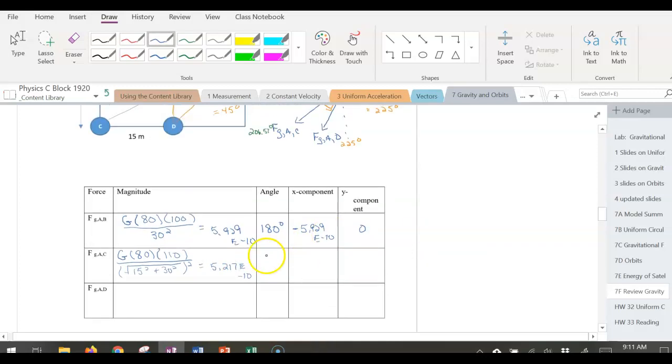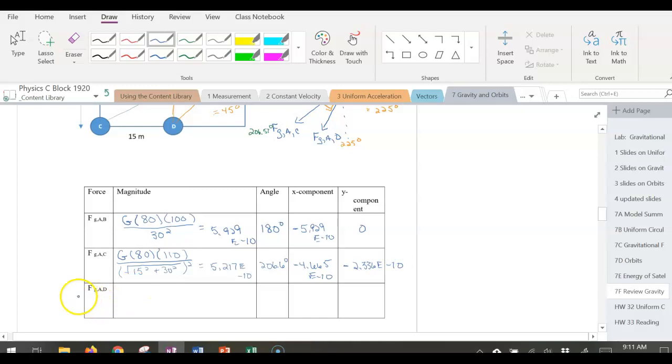Now this one is at an angle of 206.6 degrees. So I'm going to say that amount times the cosine of 206.6 is negative 4.665 e to the negative 10th. That's the x component. The y component would be that magnitude times the sine of 206.6. And so that's also negative 2.336 times 10 to the negative 10th.